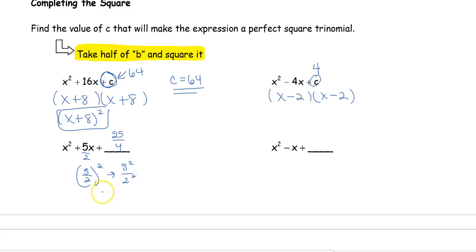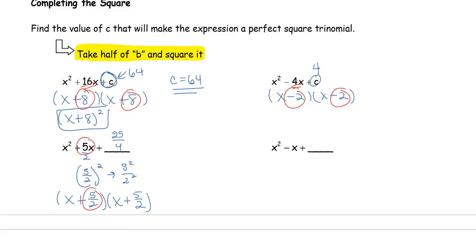Now what that really means is that when I go to factor this, it becomes x plus 5/2 times x plus 5/2. If you notice when you factored each of these times, this number was half of the 16. This number was half of -4. So that when I go to factor this, it is going to be half of that given value of 5.